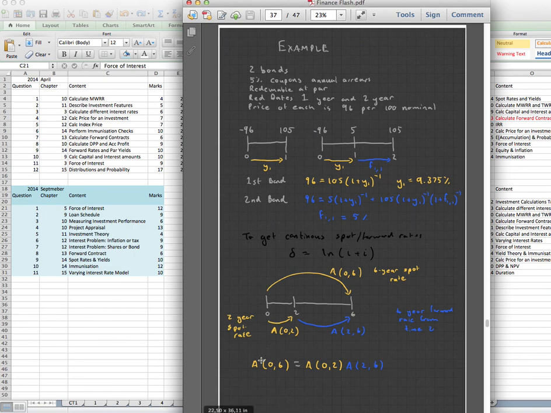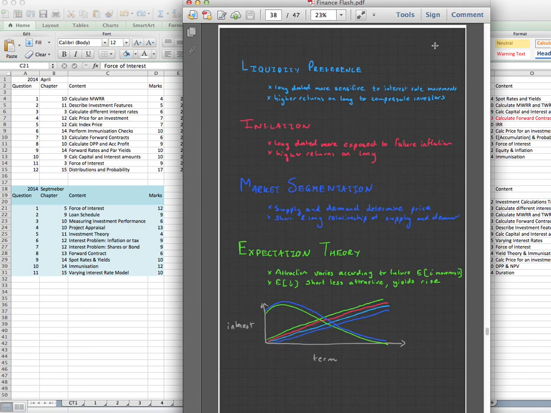Just understand how all these interest rates link up, how you can find the one if you have the other two, and like I said, it's quite a nice chapter. This is the interest rate term structure theories.